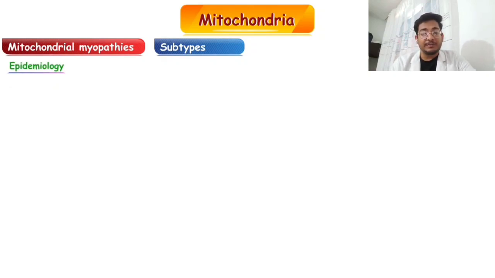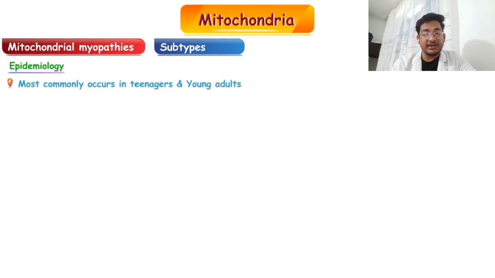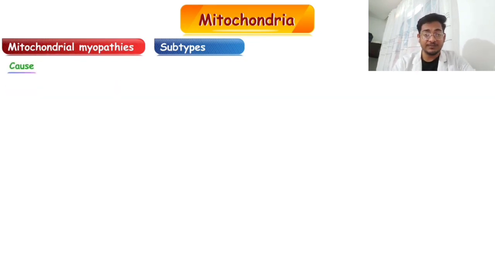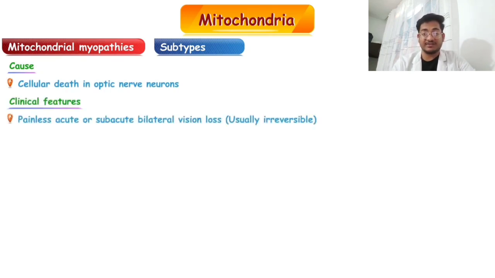Now, epidemiology: it most commonly occurs in teenagers and young adults. The male-female ratio is 3:1, and the cause of this is cellular death in the optic nerve neurons. Clinical features are painless, acute or subacute bilateral vision loss.